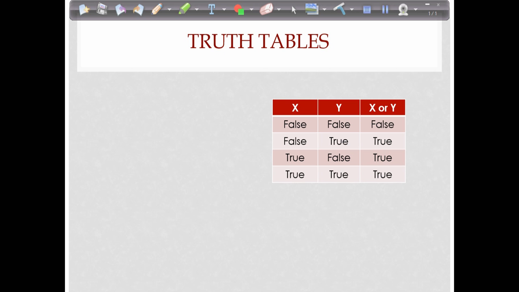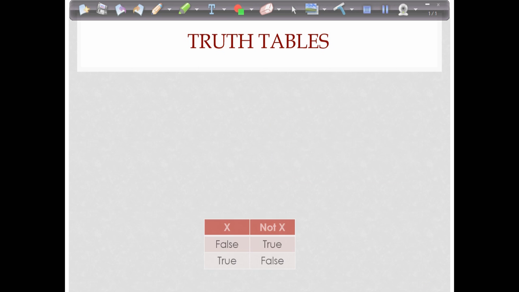But if either one of them is true, and we've got two conditions where x is false and y is true, the answer will be true. Also, when x is true and y is false, the answer will be true. And then when both of them are true, the light will come on, and the answer is true.